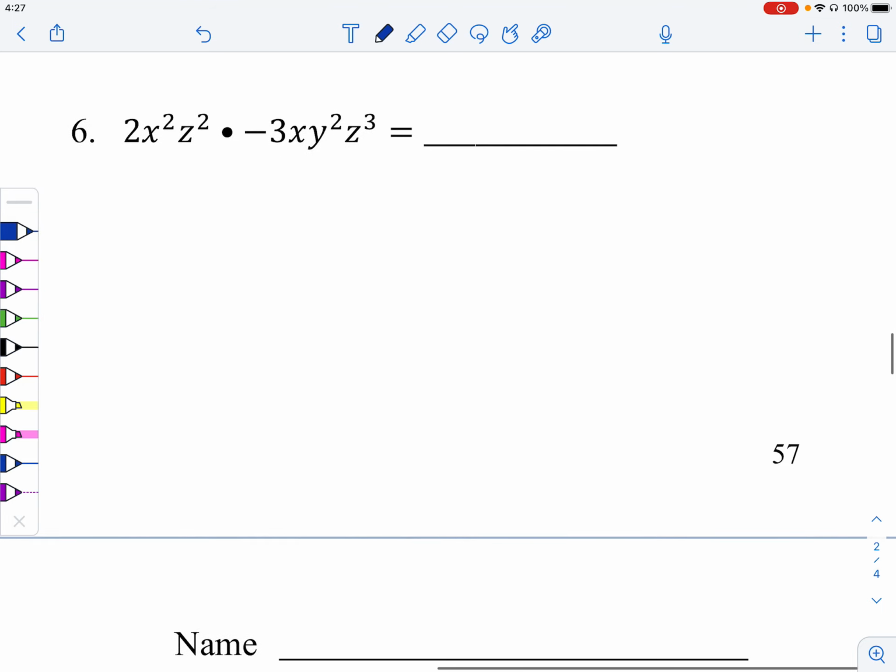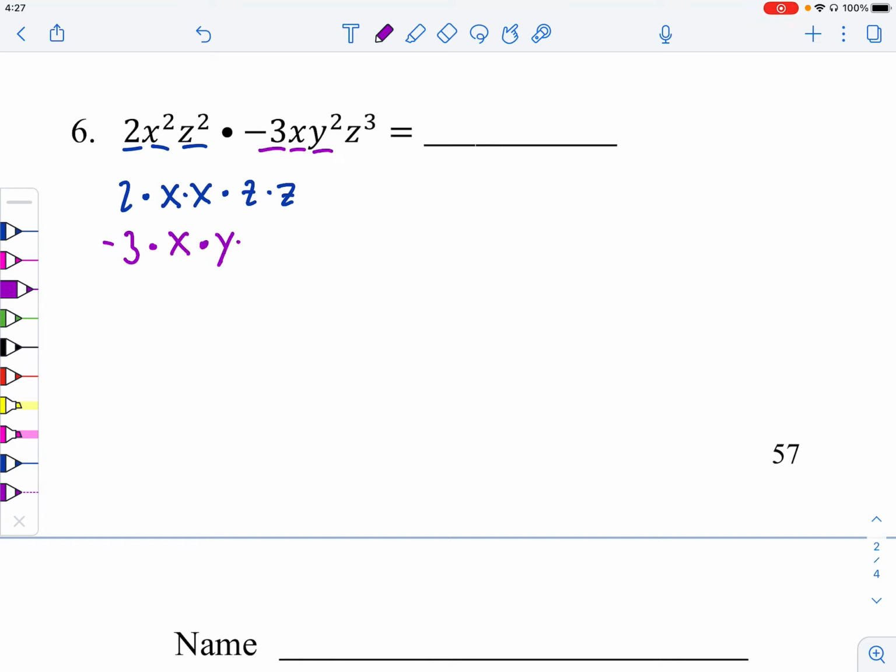Here's number 6. Okay, so same thing. We're going to multiply. So we got 2, we're going to factor out 2 times, and then we have 2 x's, so that's x, x. Now we have 2 z's. Does not matter, we write out 2 z's, right? That's how much we have. Then we go to the next one, we have negative 3 times, we have 1 x, 2 y's, and 3 z's. And we just write them all out. Then we're going to multiply.